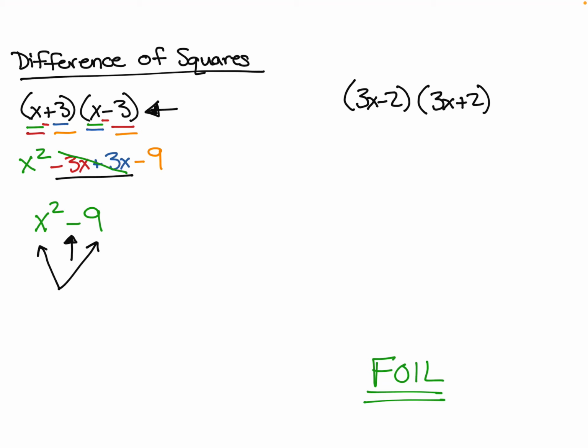So the next example, same idea, first outside, inside, last. First, 3x times 3x gives us 9x squared. Outside, 3x by 2 gives us plus 6x. Inside, negative 2 times 3x, minus 6x. Last, negative 2 by positive 2, negative 4. Look for like terms. You'll notice again, those middle two terms cancel out. So what we have left is 9x squared minus 4, a difference of squares.